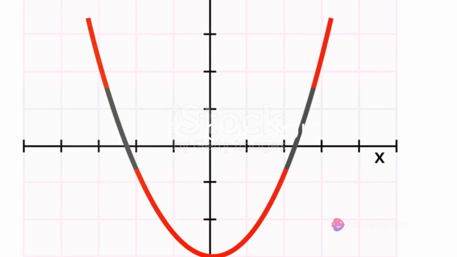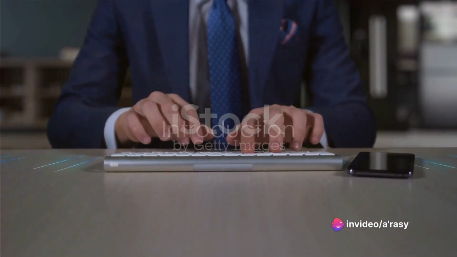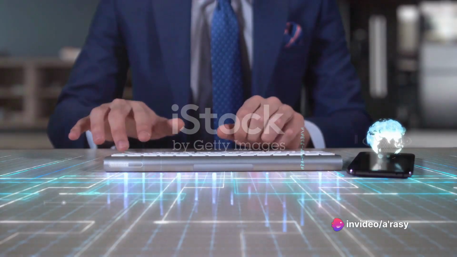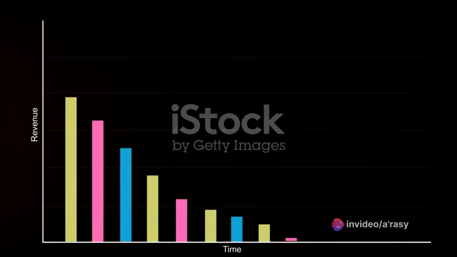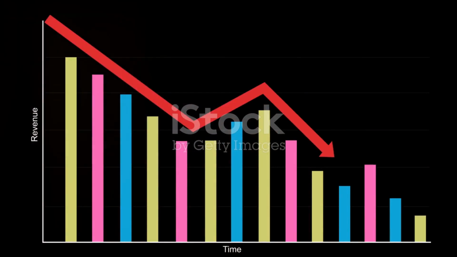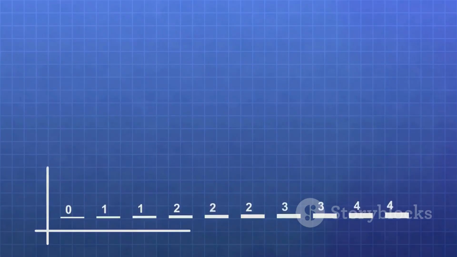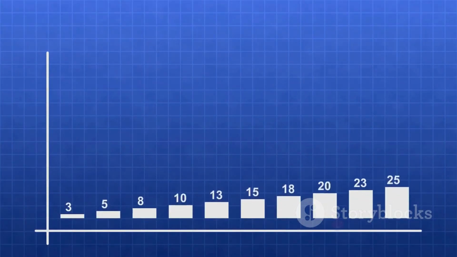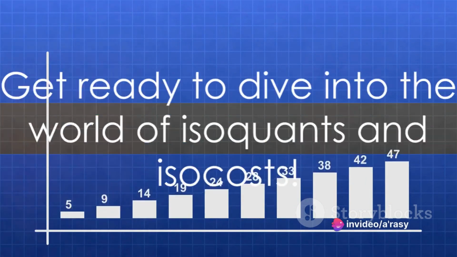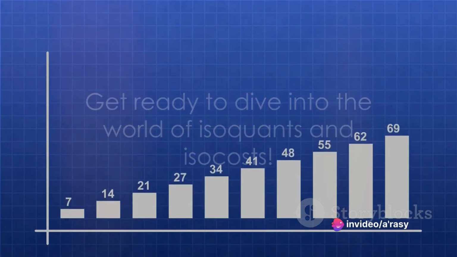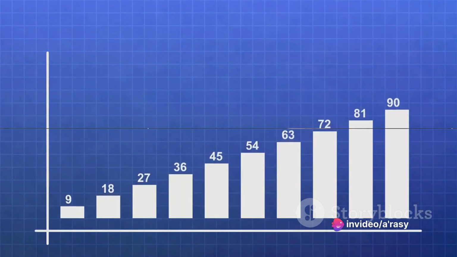Ever pondered what a mapmaker's blueprint would look like if he were charting the landscape of economics? What if we told you that in the world of production economics, such maps exist and they're called isoquants and isocosts? Intrigued? Well, buckle up as we embark on a journey to explore these fascinating concepts and their interplay.